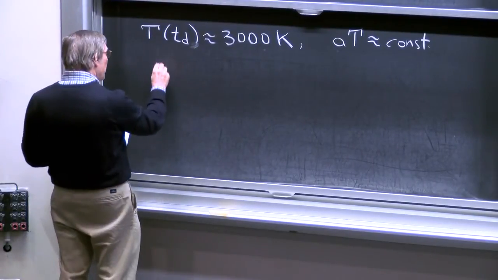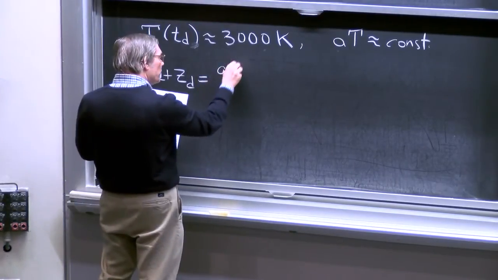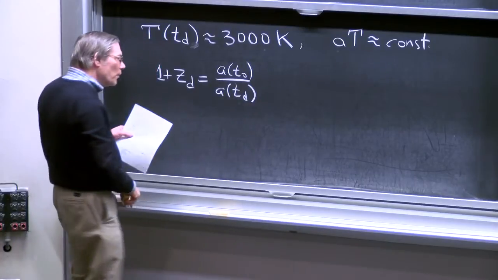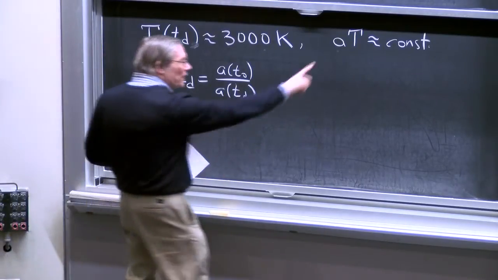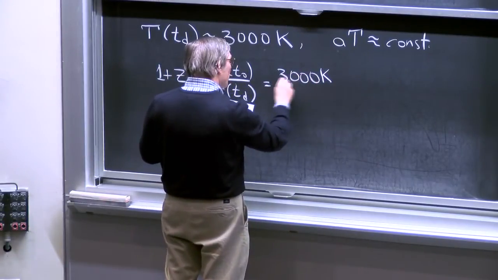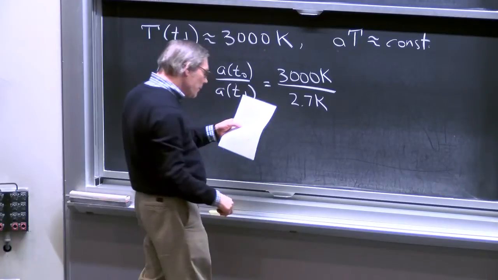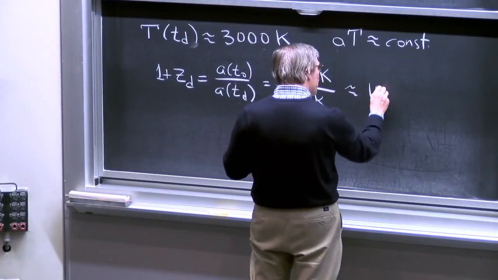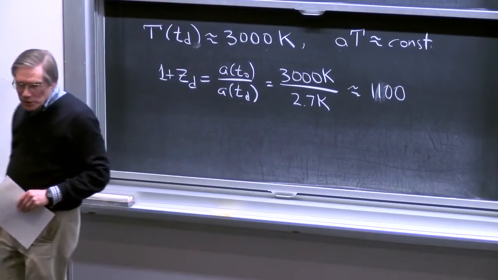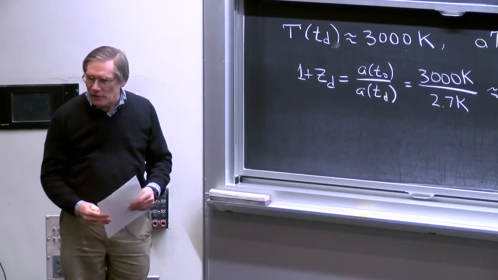Okay, then we can calculate the z for decoupling, because it is defined by the ratio of the scale factors. This defines what you mean by 1 plus z decoupling. But if aT is about equal to a constant, we can relate this to the temperatures inversely. So the temperature of decoupling goes in the numerator, and the temperature today goes in the denominator. Numerically, that's about 1100. So the z of the cosmic background radiation is about 1100, vastly larger than the redshifts associated with observations of galaxies or supernovae.